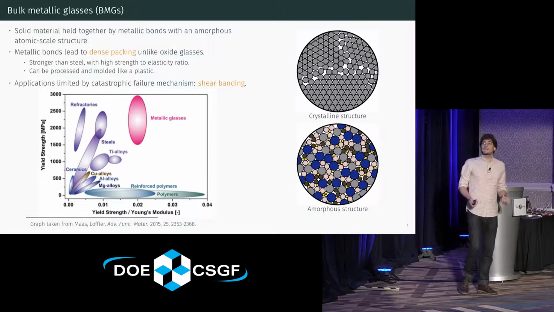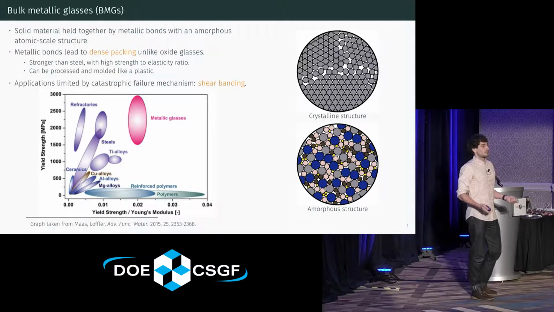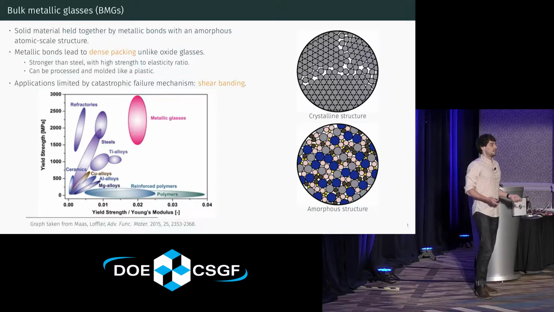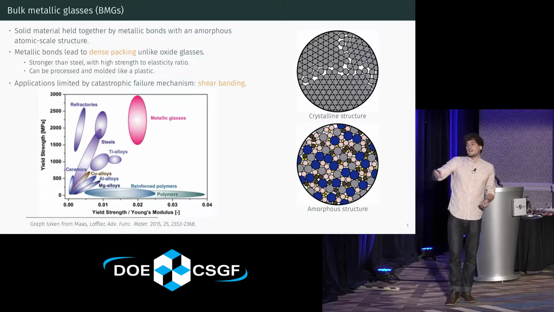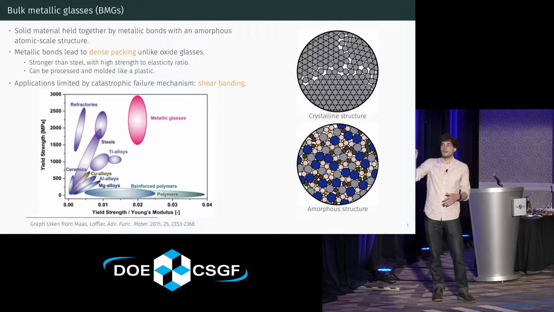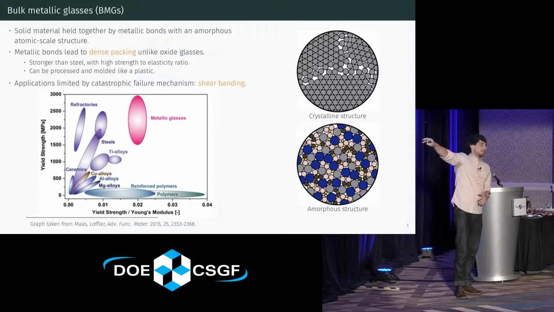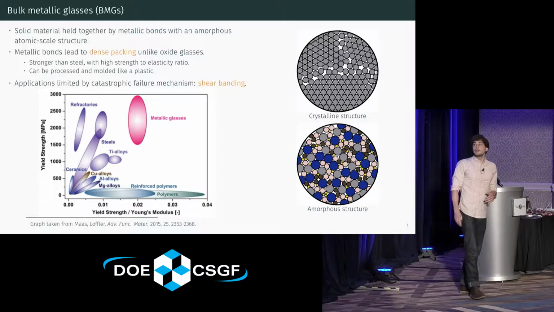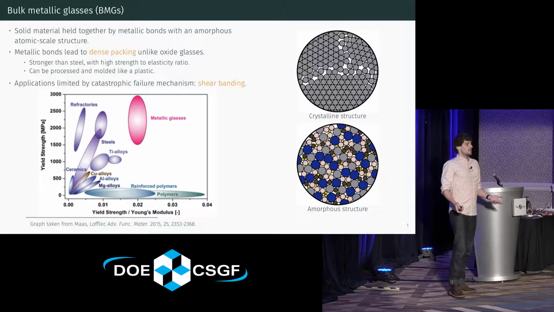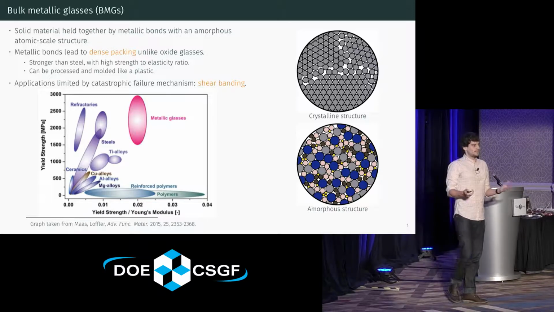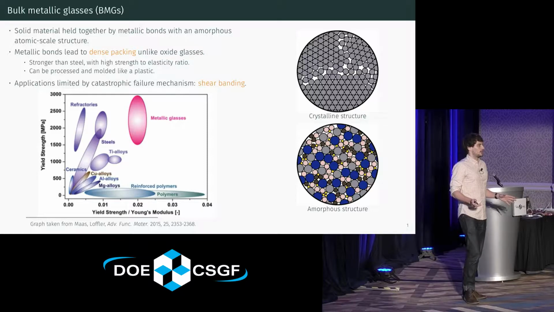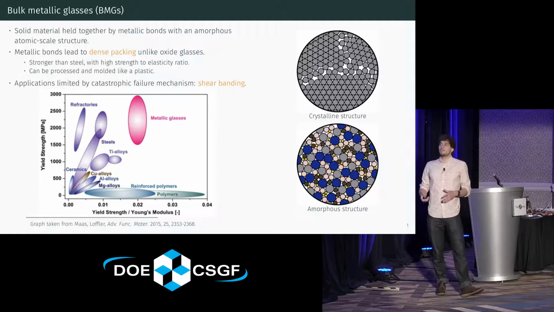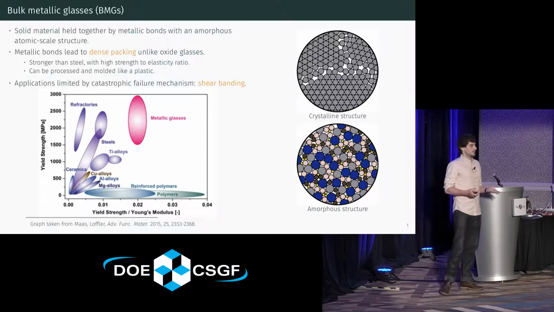It leads to a dense packing, which can make these materials stronger than steel, yet at the same time, they maintain a high strength to elasticity ratio. You can see this in the plot here, where the x-axis is strength to elasticity ratio, and the y-axis is the yield strength. You can see that metallic glasses are very high up and very high to the right. And at the same time, they can be processed and molded like a plastic. So you can basically form them into any kind of shape, like think about cell phone cases or biomedical implants, any kind of situation where you need some very strong material in a very specific shape.